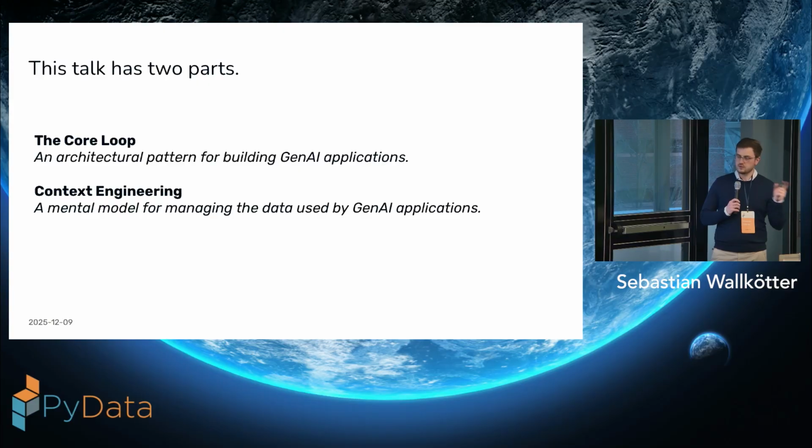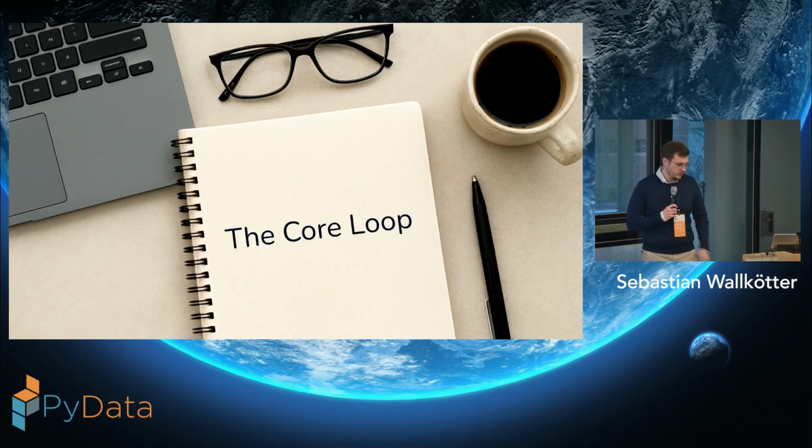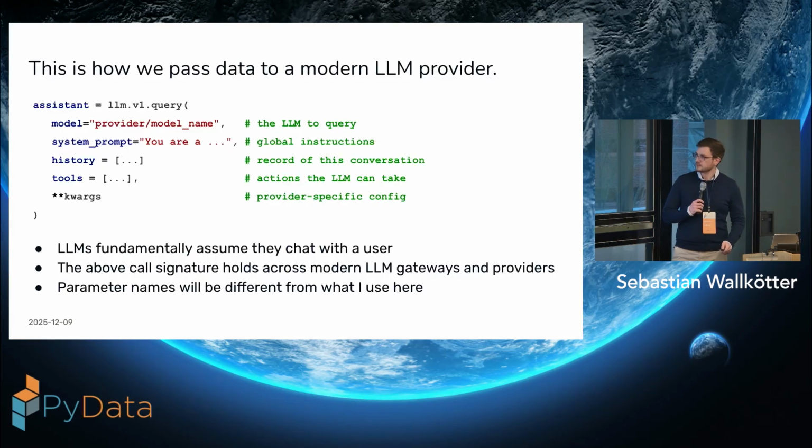And I want to do this in two parts. First, I want to talk about this architectural pattern, which is the core loop. And then in the second half of my talk, I want to talk a bit about context engineering, which is sort of how you specify the metadata that goes into your LLM to actually make it do things. Right, first up, the core loop.